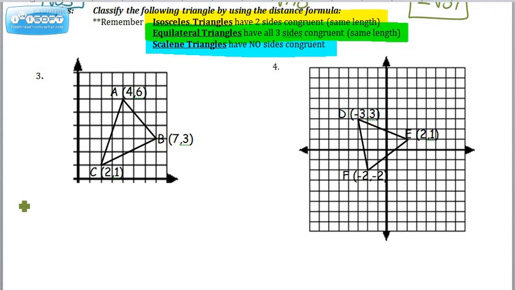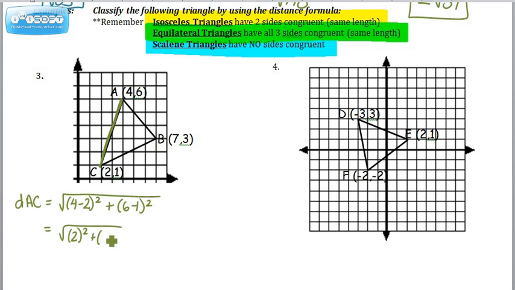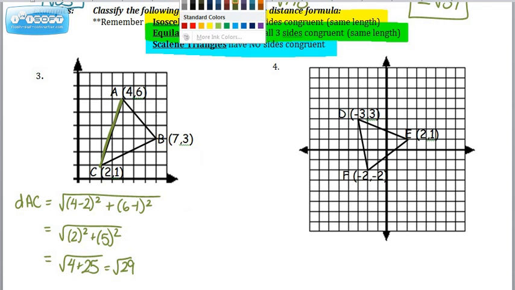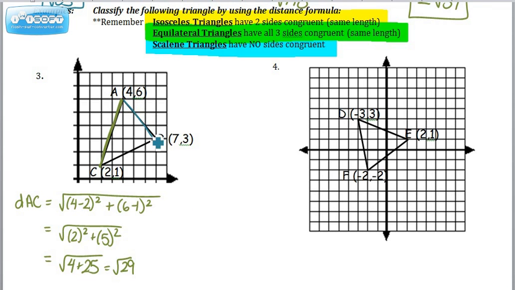So let's start by finding the distance between A and C. So the distance between A and C would be the square root of 4 minus 2 squared plus 6 minus 1 squared. Again, by following order of operations to simplify, I eventually get the answer to be the square root of 29. Next, let's find the distance between A and B. Go ahead and pause the video and practice.